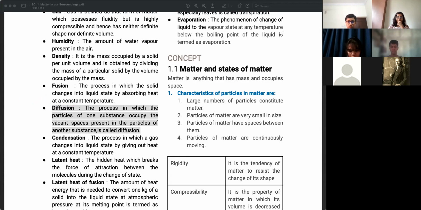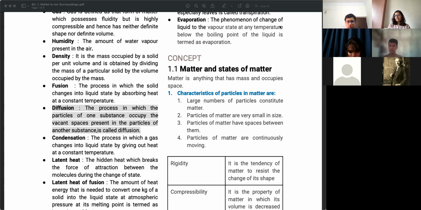If we open a perfume bottle and keep it in one corner of the room, you're able to smell it in the other corner of the room. What is the reason for that? The fragrance is traveling with the air and moving from one point to another. And since it's spreading throughout the room, you're able to smell it.